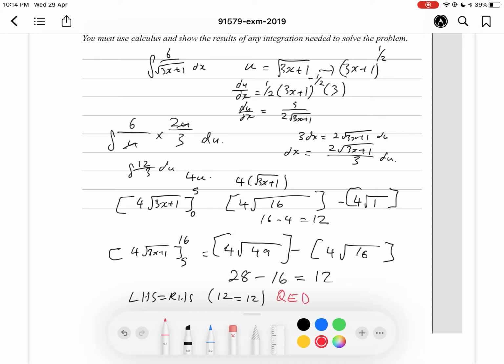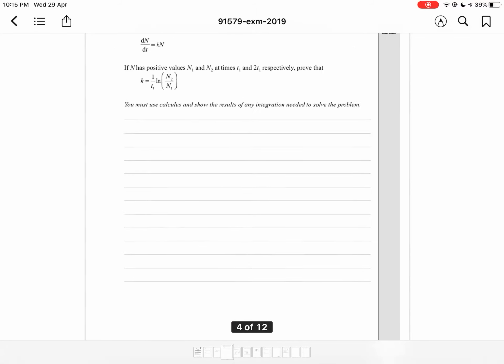And this is a merit level question. So if you can prove that both of these areas are equal, you'll get a merit grade. To get an achieved grade, if you can have a correct integration, which is up to here, so 4 times root 3x plus 1, correct integration, achieved.